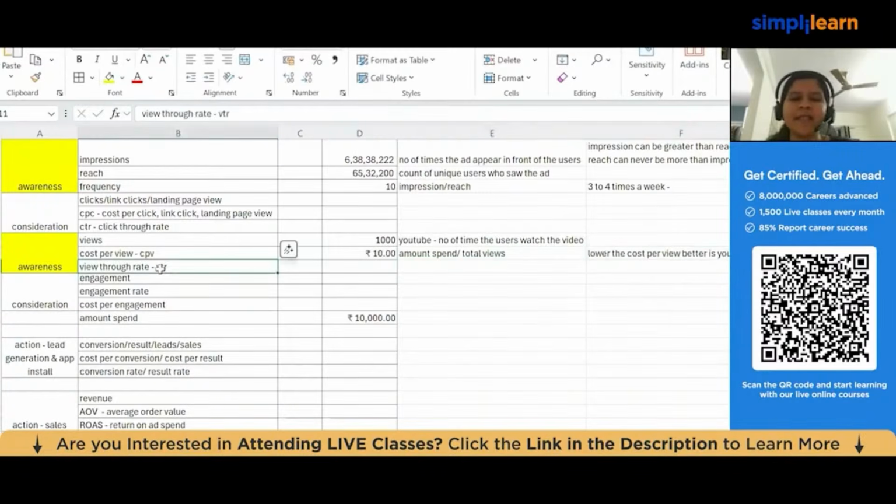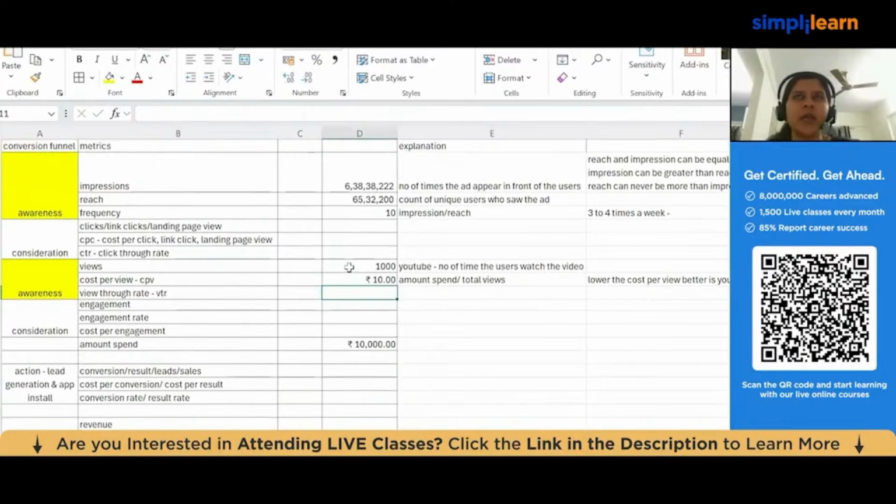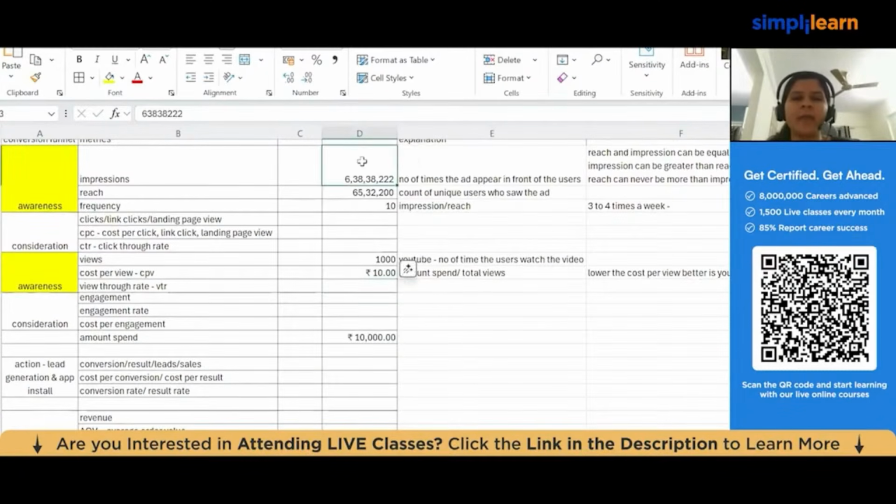Then you have something called view through rate. Now what is view through rate? View through rate is to understand the number of times my ad was shown to a consumer, and out of that, how many people have viewed that particular ad. Now imagine I'm showing again the same numbers to you guys. Let me take a very different number. Now we can see the impression count and the view count.